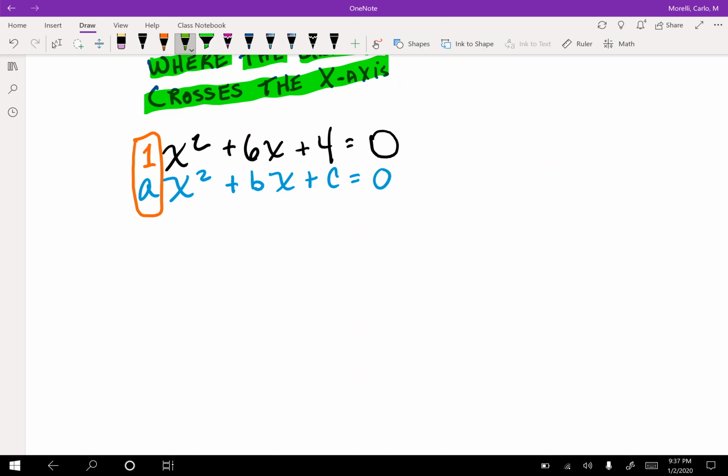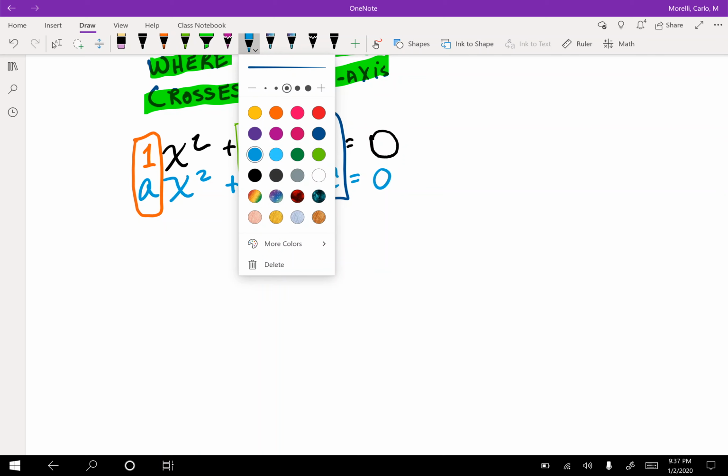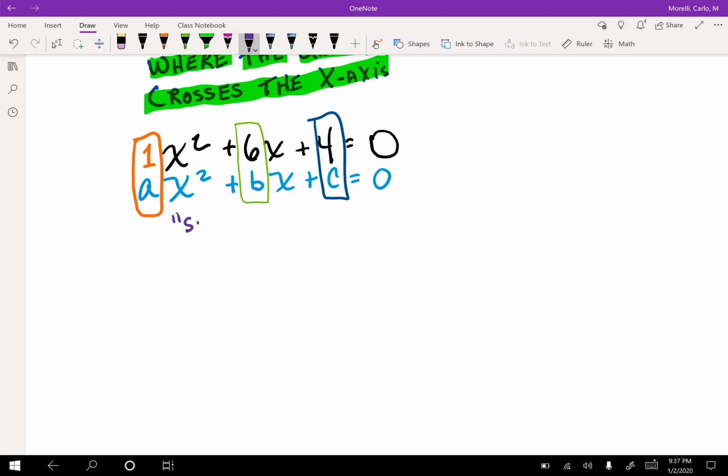Well, we already know what b is. B is 6. And we know what c is. C is 4. So that's why you want to write it in standard form. Okay? The formula I wrote down here, this formula is called standard form.